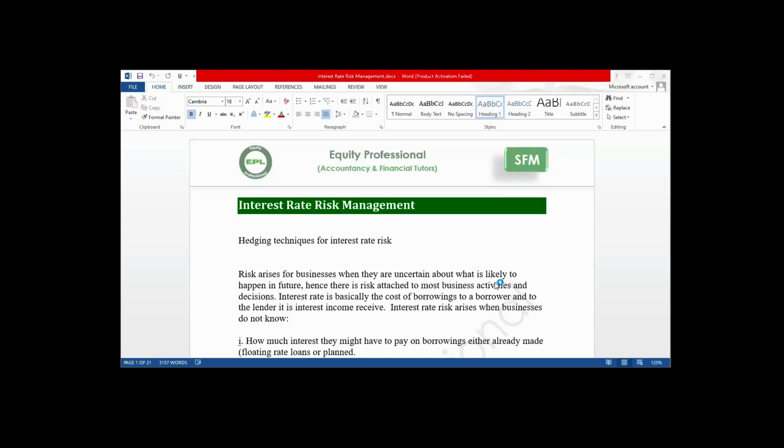We know this. Now, what is the risk involved? Is there any risk involved if you borrow money? What is this interest rate risk we are trying to discuss? First, risk arises for businesses when they are uncertain about what is likely to happen in the future.